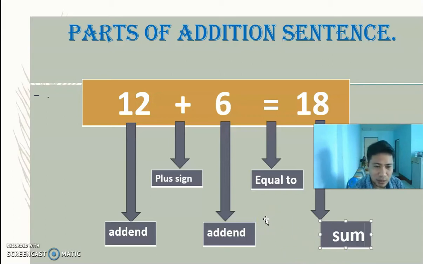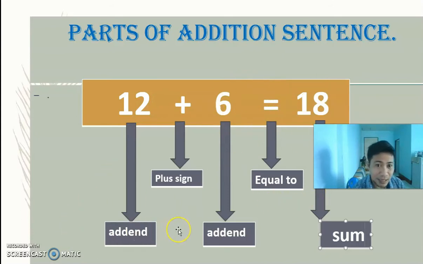So remember, addition sentence has 5 parts. The two or more numbers that we are adding, we call them addends. Of course, the answer, sum. And the symbol that shows we have to add them, the plus sign. And of course, the equal to, that says that they are equal, and we got the answer.